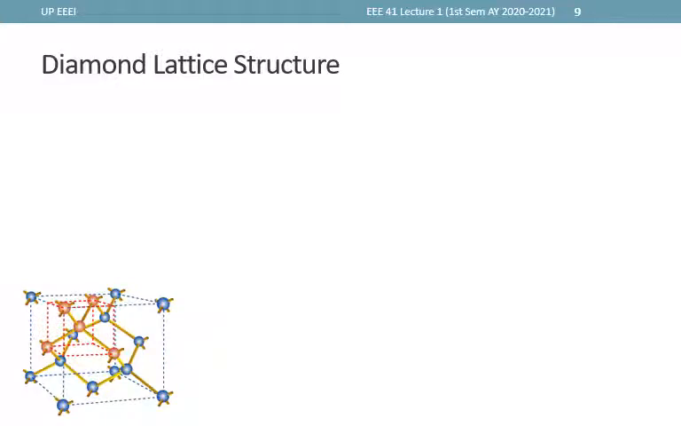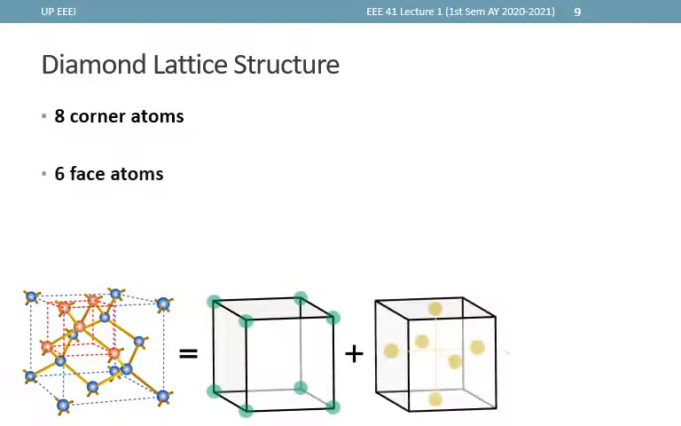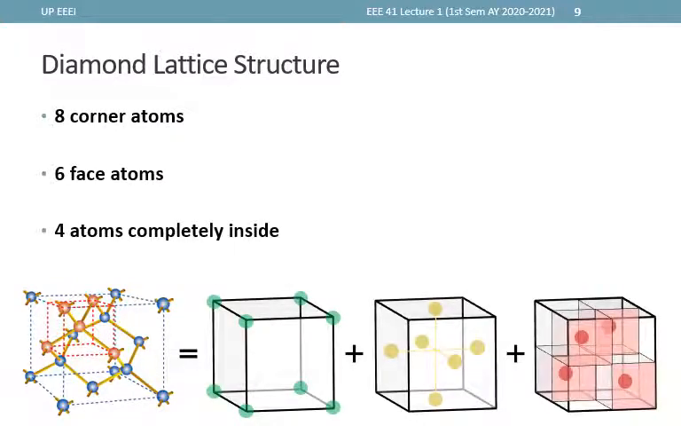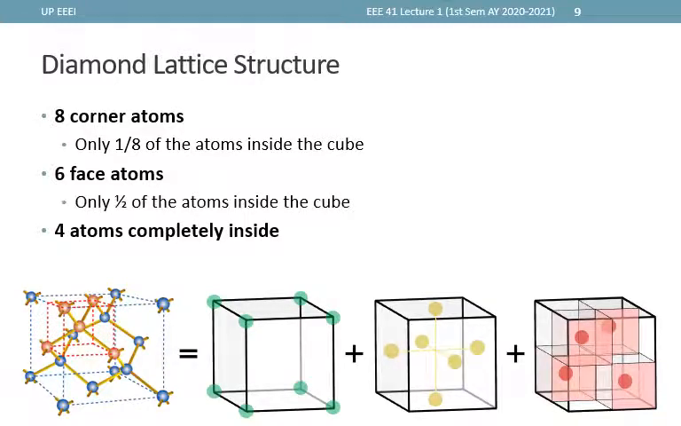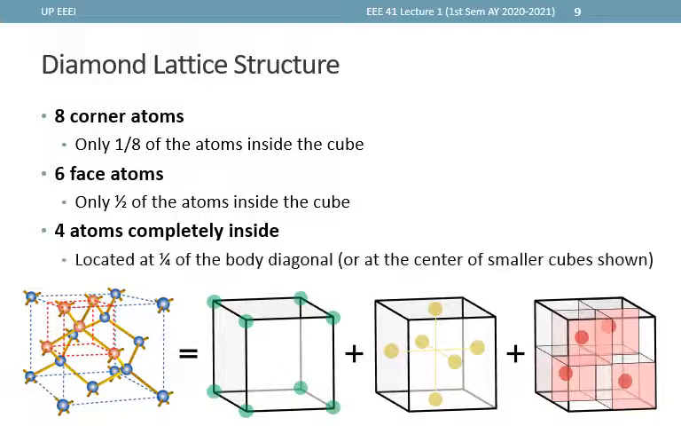So the diamond lattice structure actually looks very complex. To help us visualize it, we can dissect the unit cell as composed of 8 corner atoms, 6 face atoms, and 4 atoms completely inside. For the 8 corner atoms, only 1/8 of each atom is inside the cube, while for the 6 face atoms, only 1/2 of each atom is actually inside the cube. The 4 atoms completely inside are, of course, 100% inside the unit cell.